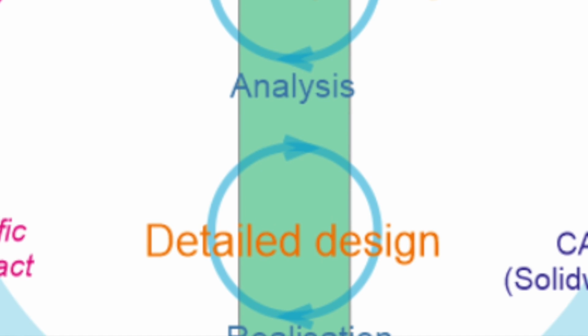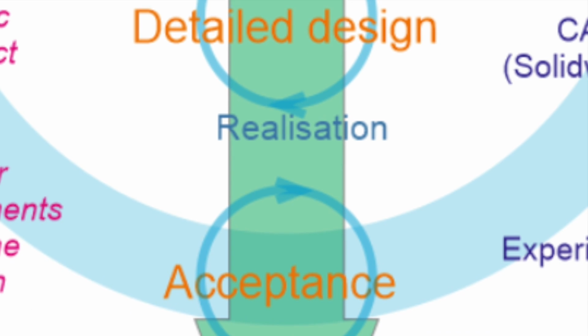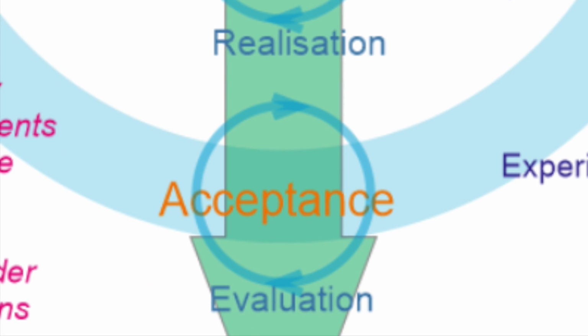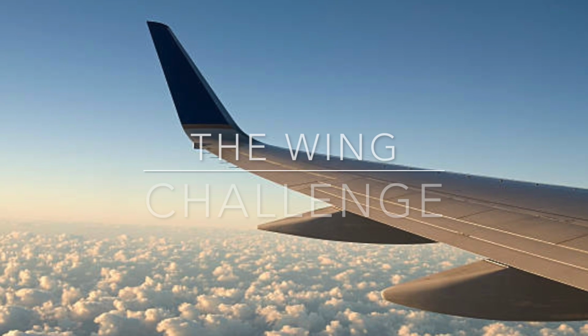The stages of the engineering design process will be presented in this video through an activity that focuses on design and test of a very specific aerospace structural component, the wing.